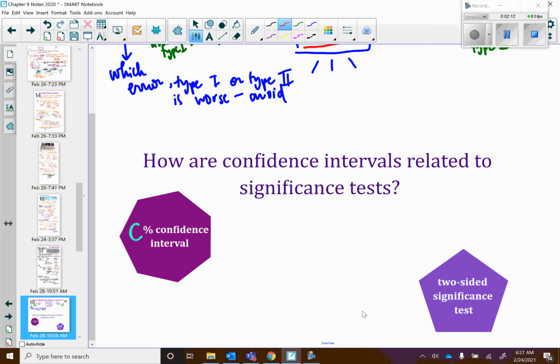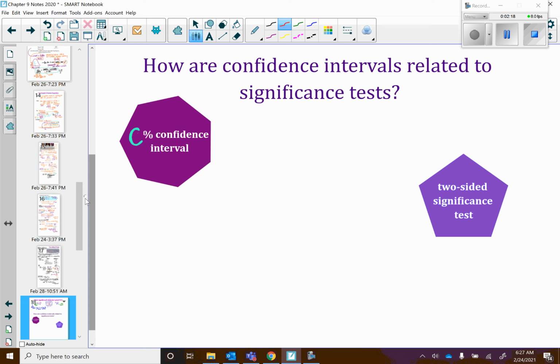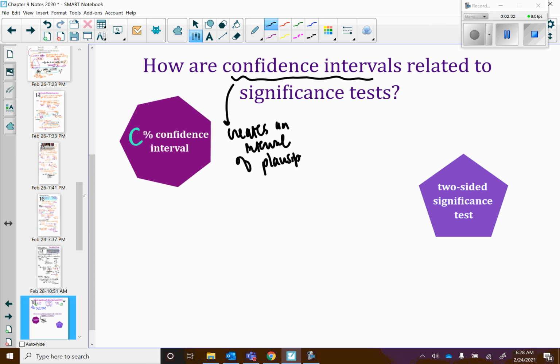Then the question is, how are confidence intervals, everything we did in Chapter 8, how are those related to significance tests? So let's take a moment to just remind ourselves what a confidence interval is. A confidence interval creates an interval of plausible parameters. Remember, parameter means a number that comes from a population, so mu or p. And a significance test, what we've been looking at the past week or so, assesses evidence against a claim.